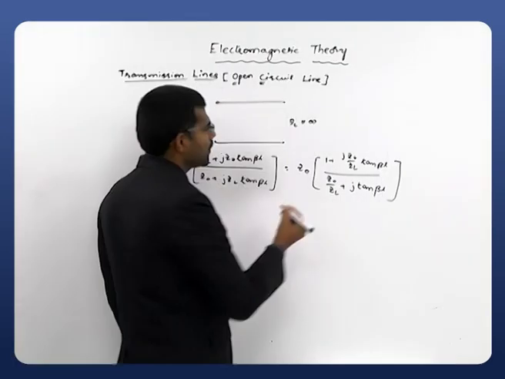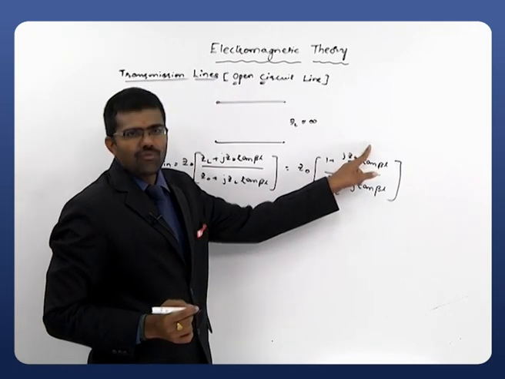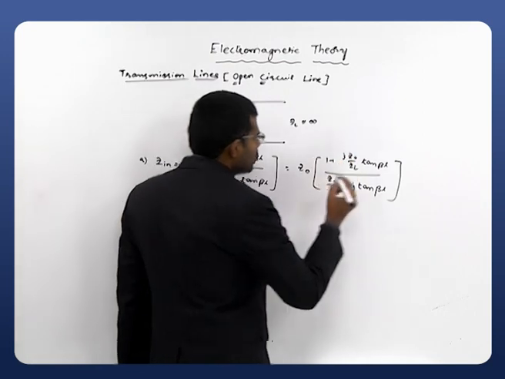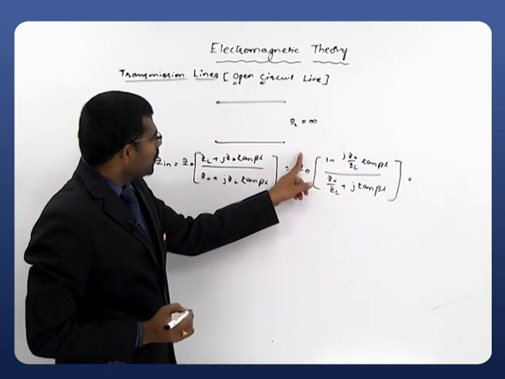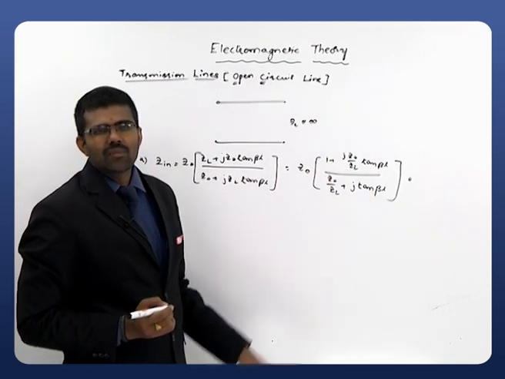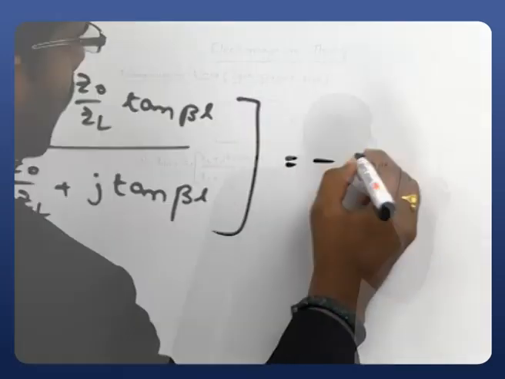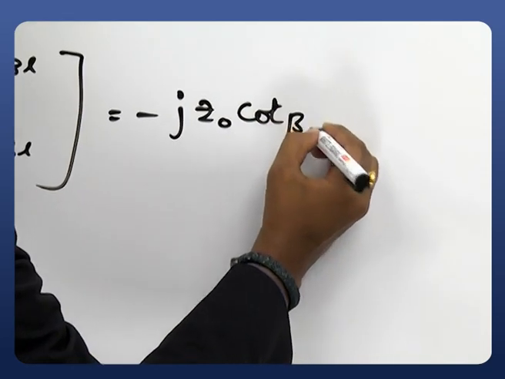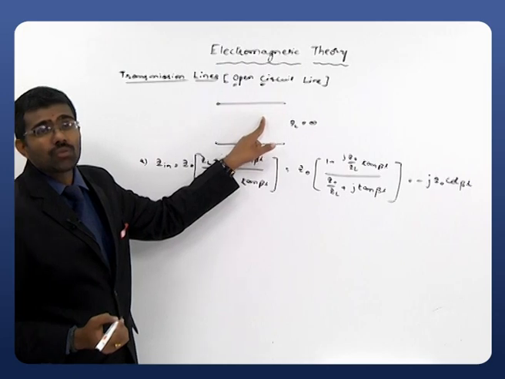Now apply ZL tends to infinity. If you apply ZL tends to infinity, this term and this term will vanish. These two will become 0, right? The term which remains for us is simply Z0 divided by j tan beta L. Z0 divided by j tan beta L is nothing but minus jZ0 cot beta L. Directly I am writing this one here, minus jZ0 cot beta L. This is the input impedance of an open circuit line.